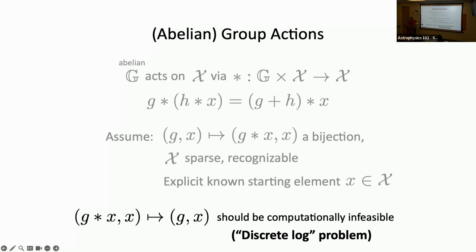But what's the problem? Remember this map, G comma X into G star X, X. Remember that we said that this is a bijection, and it's efficiently computable, just by assumption. We're going to assume that the actual action star is efficient. But what we hope is inefficient is going backwards, taking this bijection in the other direction. So if I give you G star X and X, we expect that it's infeasible, for good cryptographically useful group actions, for you to recover G.